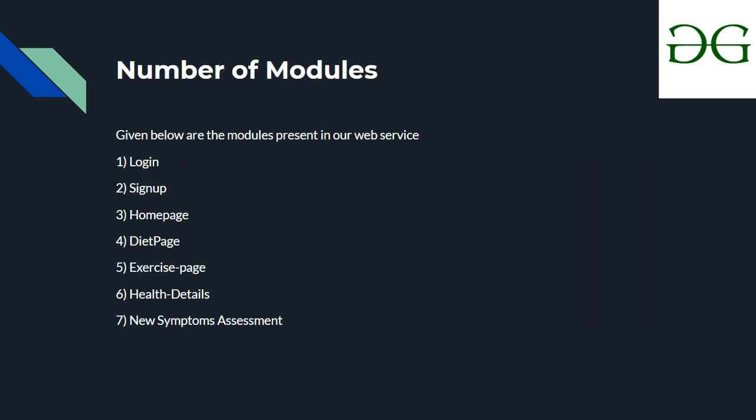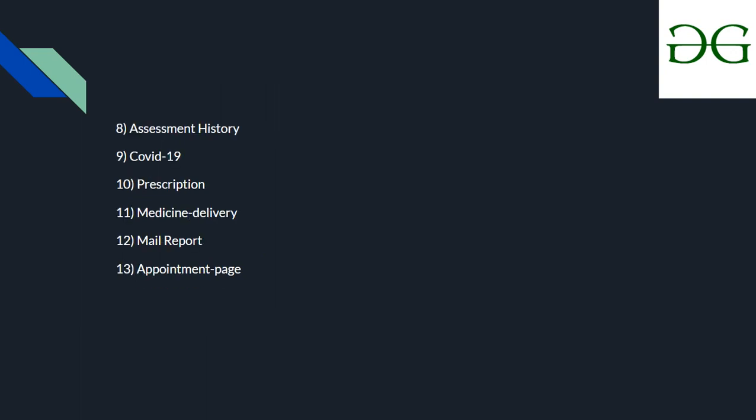Number of modules. Given below are the modules present in our web service. First, login. Second, sign up. Third, home page. Fourth, diet page. Fifth, exercise page. Sixth, health details. Seventh, new symptoms assessment. Eighth, assessment history. Ninth, COVID-19. 10th, prescription. 11th, medicine delivery. 12th, mail report. 13th, appointment page.